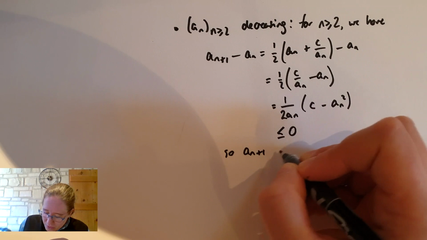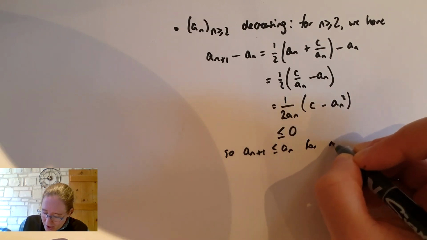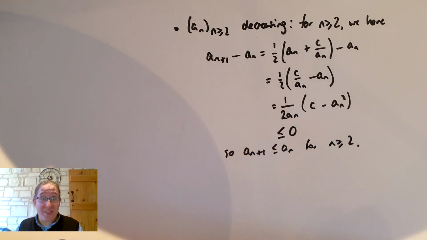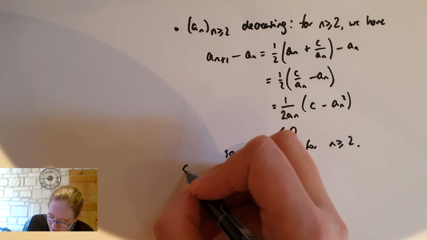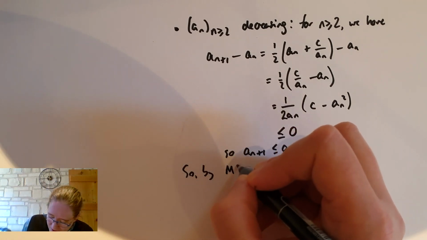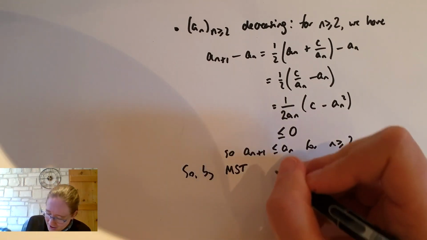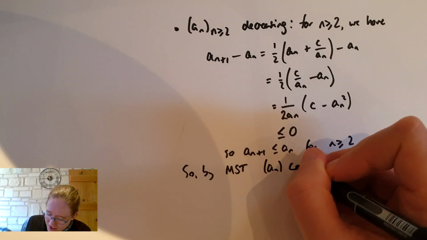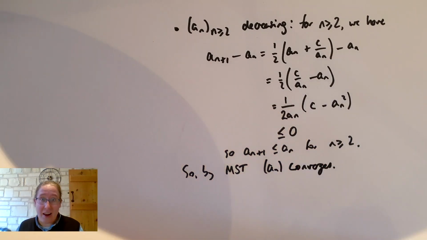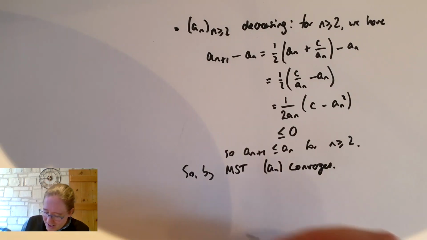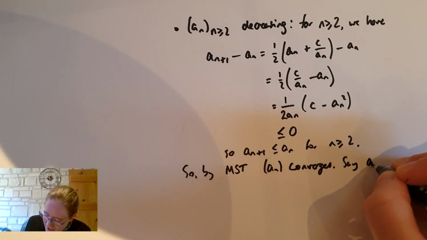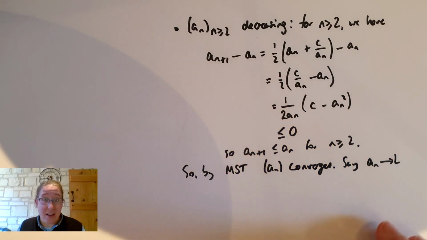And so a_{n+1} is less than or equal to a_n for n greater than or equal to 2. And so the tail of this sequence is decreasing. So our sequence is bounded below and decreasing. So by the monotone sequences theorem, which I could write out in words, but I'm going to abbreviate to MST just now, a_n converges. And that was the first part of our claim. We wanted to show that the sequence converges. We also want to say something about the limit. So let's say a_n tends to L as n tends to infinity.